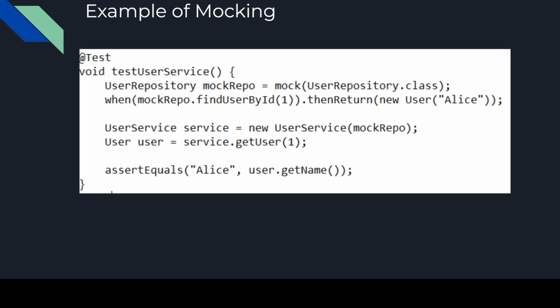This test verifies that the user service correctly uses the repository to retrieve user data. We don't care how the repository works, we just want to test the logic inside the service. This approach keeps our tests simple and avoids unnecessary dependencies. It's a clear example of how mocking can make unit tests more powerful and maintainable.